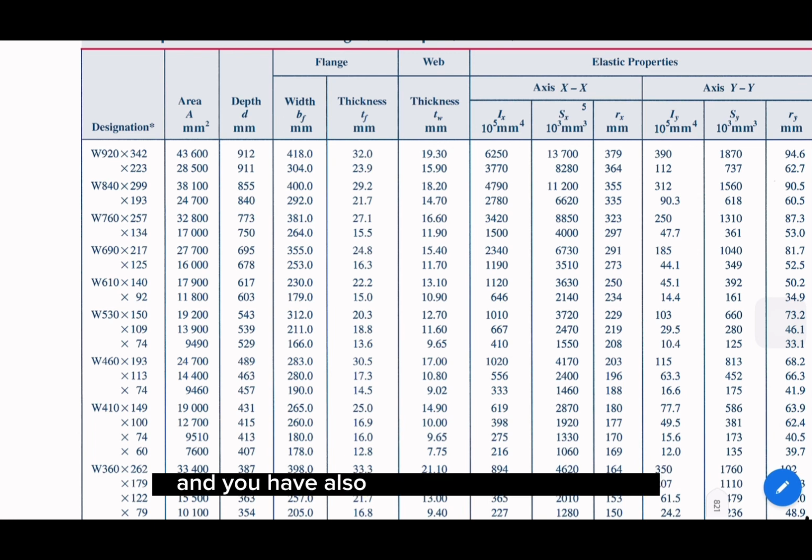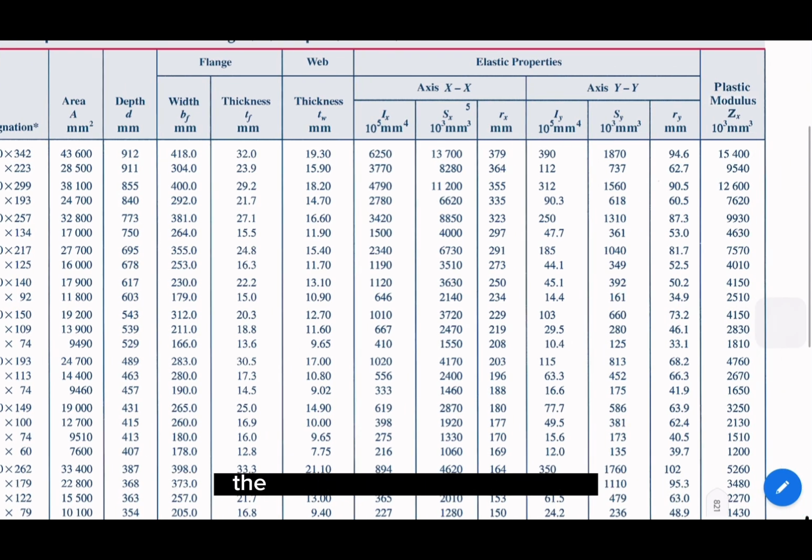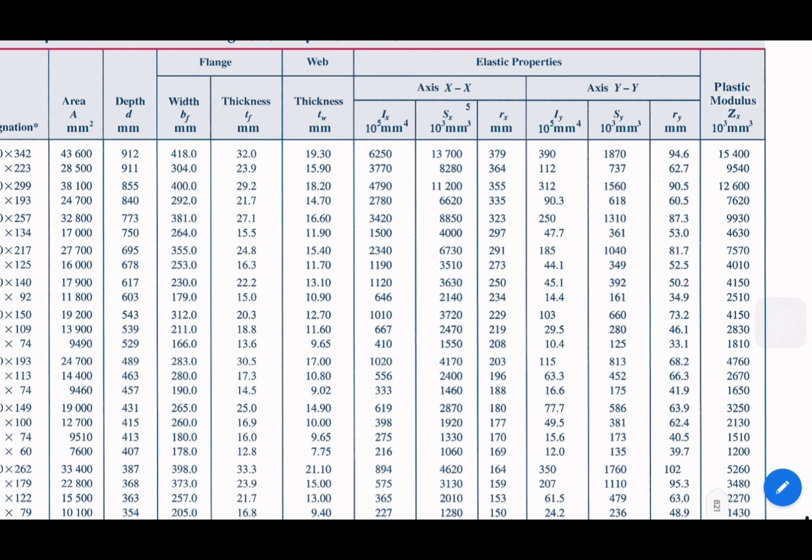And then you have also this elastic property. Okay. And what else do we have here? Okay, the plastic modulus also we have. Okay, and so this is dimension, this is the elasticity. All right.